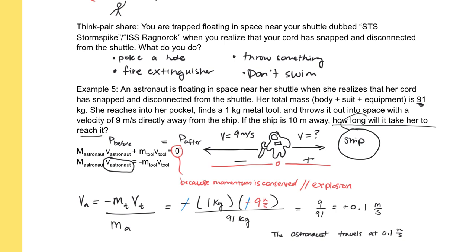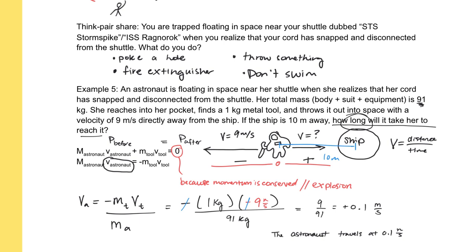We also need to find out, what is the question asking us? How long will it take 10 meters away? Yes, how long will it take for her to reach the spaceship, right? So the distance between her and the spaceship is going to be 10 meters. So we know that velocity equals distance over time. So that means distance is 10 meters, and the velocity is 0.1 meters per second. So if we multiply that out, we get 100.